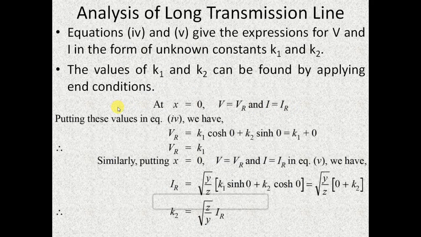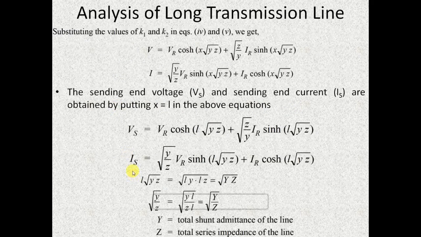So in order to obtain the value of sending end voltage and sending end current, we have to make the substitution of x as L here, where L is actually the total length of the transmission line. So we will be able to obtain the relation for sending end voltage and sending end current as VR cosh L square root of YZ plus square root of Z by Y IR sinh L square root of YZ. Similarly, the relation for sending end current also can be written here.